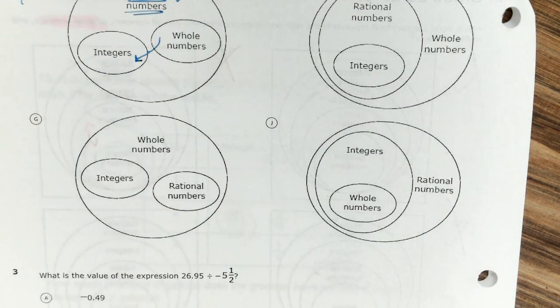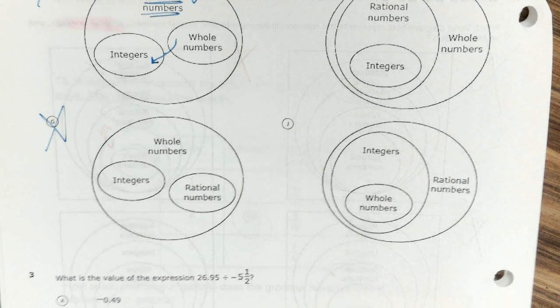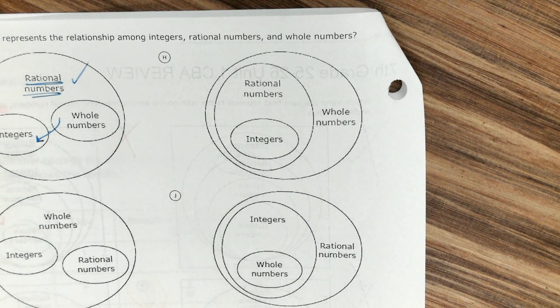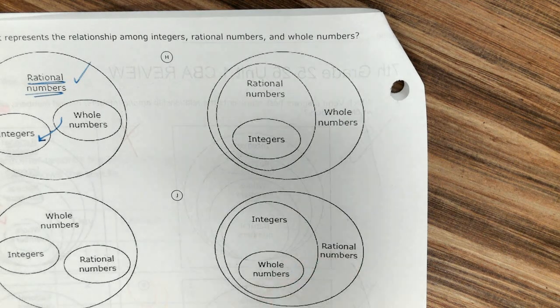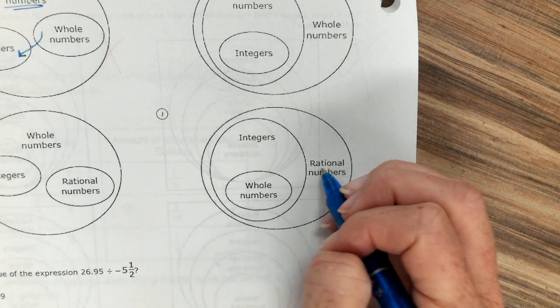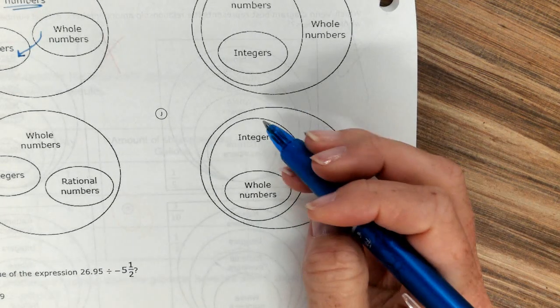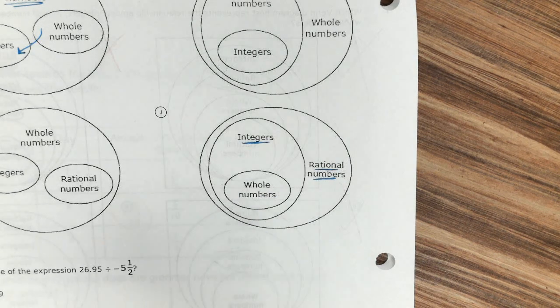Okay, G, what's wrong? Everything. Right? Everything's wrong. H, good or wrong? Why? They don't even have rational numbers in the big picture. J, it's good? Yes. Rational numbers is the big picture. It's the biggest circle. Integers is the next big circle. Whole numbers is the next one. And they all fall within each other as subcategories. All right, moving on to number 3.